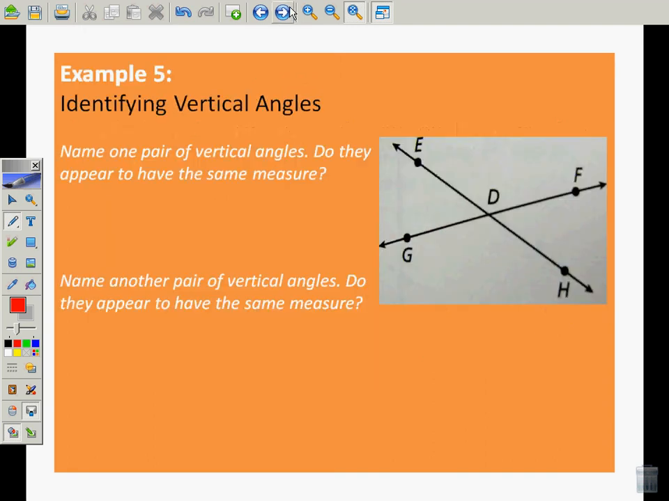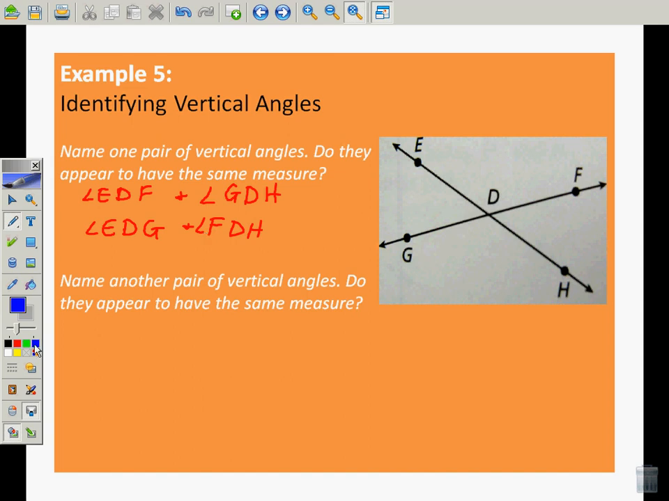Okay? So, in this example, name one pair of vertical angles. Do they appear to have the same measure? A pair of angles could be angle EDF and angle GDH. Another one could be angle EDG, and with that goes the one opposite from it, so FDH. Notice I've labeled them with their little mini angle marks. Okay, so take your pick for that first one.